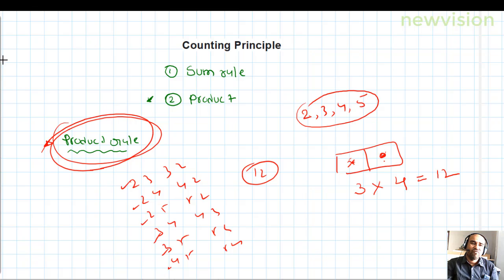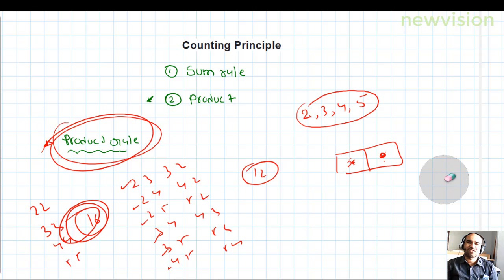Okay. If repetition is allowed, then 22, 33, 44, 55 are also allowed. 12 plus these 4, 16 two-digit numbers you can write. By using the product rule, how can you say the answer? That is the interesting thing. The first box I can fill in 4 ways. The second box also in 4 ways only. Any one of them you can use again. For example, here 5 is used already, I can use 5 also here, 55. What is the problem? That's why the second box can also be filled in 4 ways.